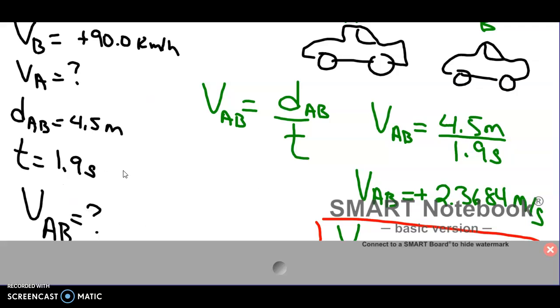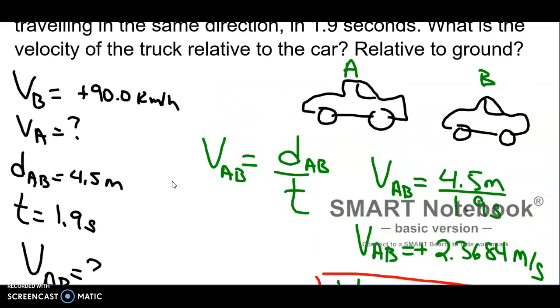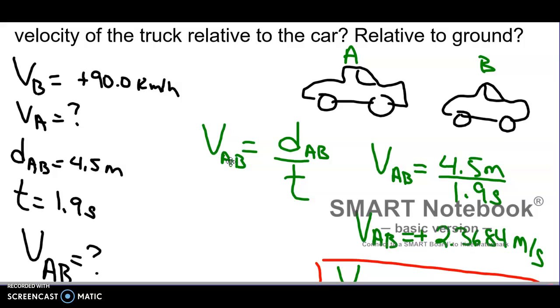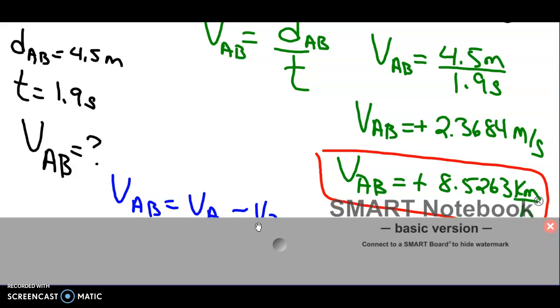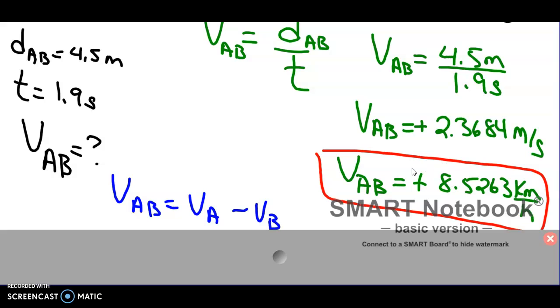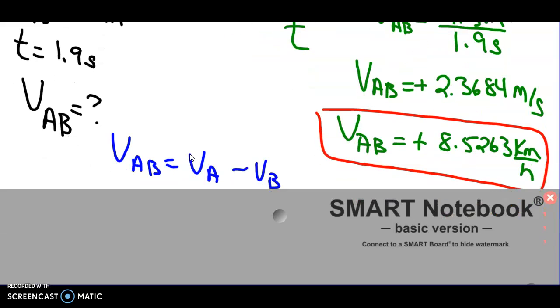We're trying to find VA relative to B, right? So VAB equals DAB over t. And we have all that information. So 4.5 meters divided by 1.9 seconds. We get our VAB to be positive 2.3684 meters per second. And then we can change that into kilometers per hour here, okay? So that's what this is, 8.5263 kilometers per hour.